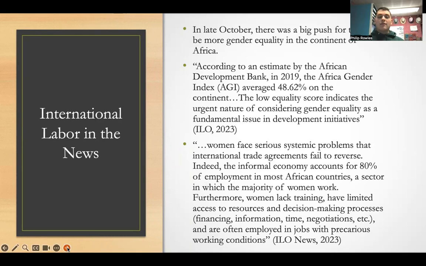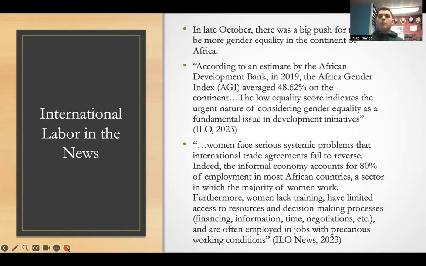So there's really a lot of things internationally, there's unfair labor practices, but then when you break it down even further, the gender gap is even bigger, and that causes even more issues to arise in the case of Africa, where women lack the training, they have limited access to resources and things like financing, information, time, and negotiations, because there is still that big gap between men in power and women having the power to do things.